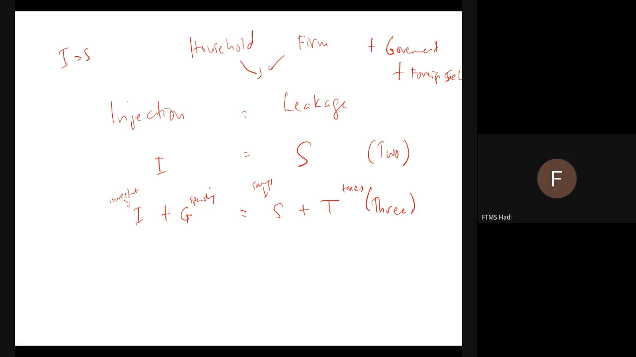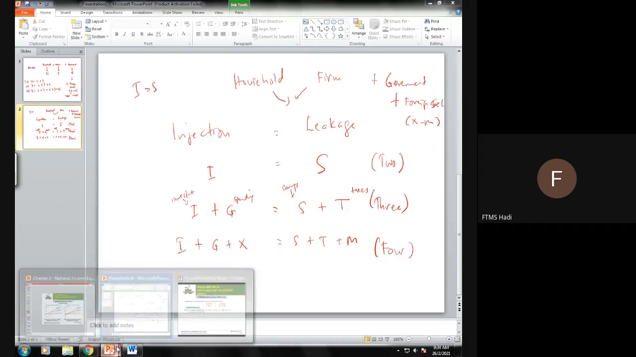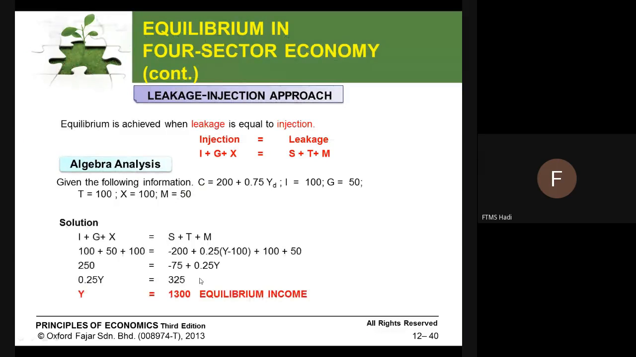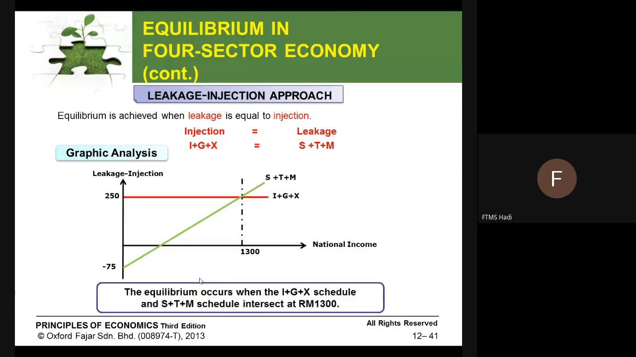This one is 2, right? This one is 3. How about 4? Because the foreign sector has X minus M, I plus G plus X equals S plus T plus M. Am I correct? Yes, correct. Investment, government spending, and export is equal to savings plus taxes plus import. So that is four sectors. From 2, I equal to S, then 3 expands to G and T, and then 4 adds X and M. This is how you do it. These are the solutions. The leakage approach is the same thing as well.